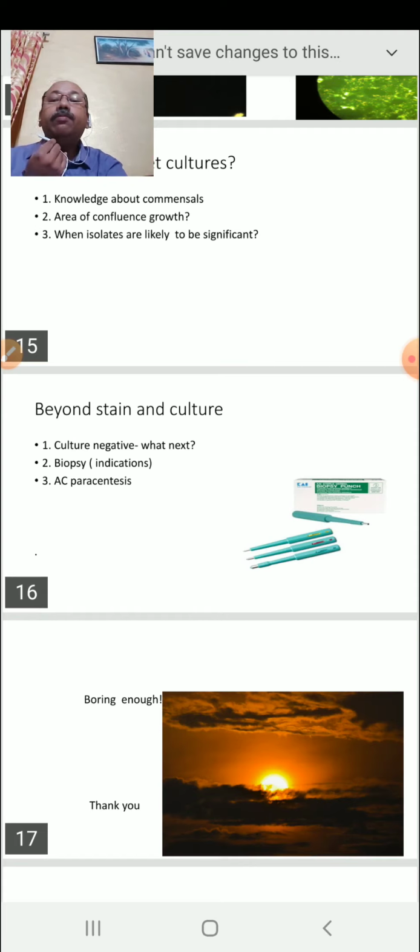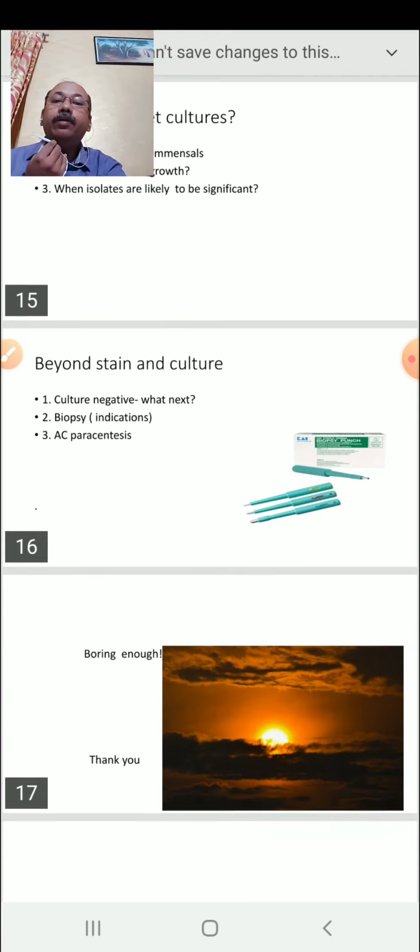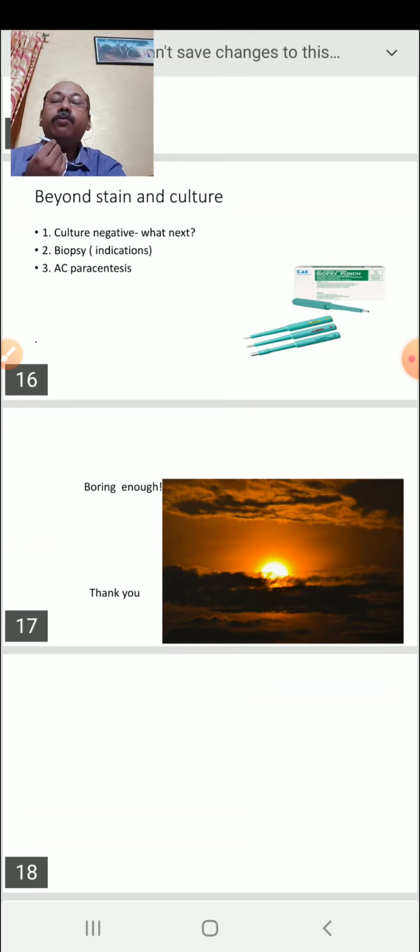Now the indication for corneal biopsy is when twice repeated cultures are negative. And if the biopsy doesn't work, then you can go for anterior chamber paracentesis. Anterior chamber paracentesis is mainly reserved for deep seated keratomycosis with endothelial exudates or fungal ball. So that concludes our class on ocular microbiology.